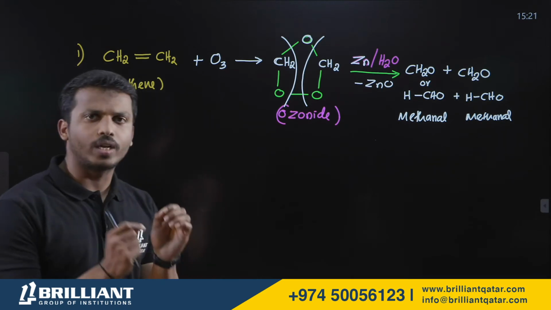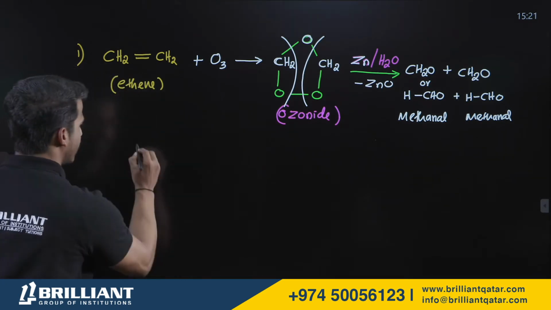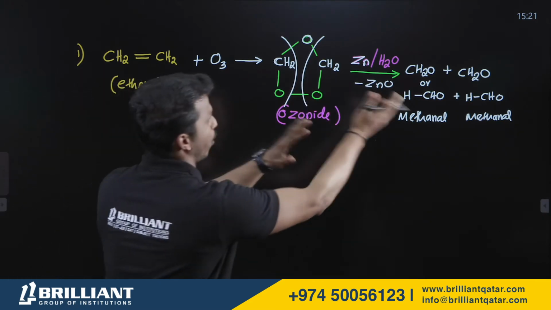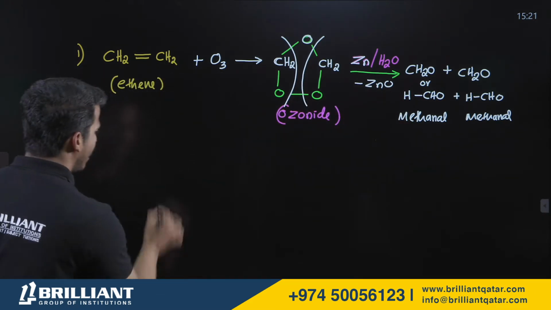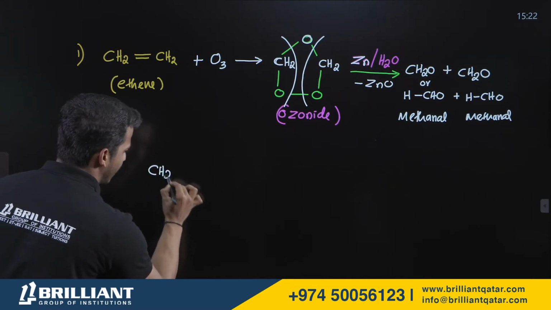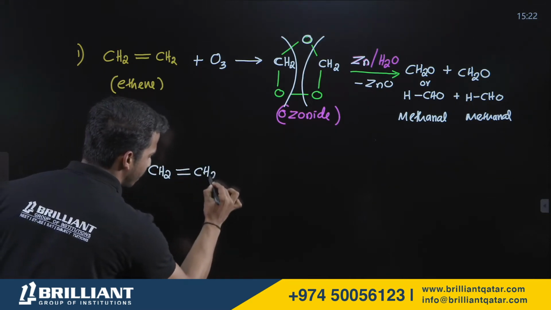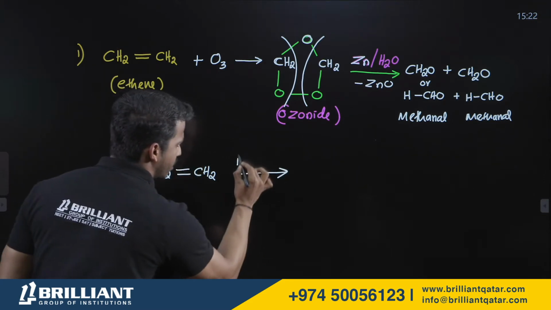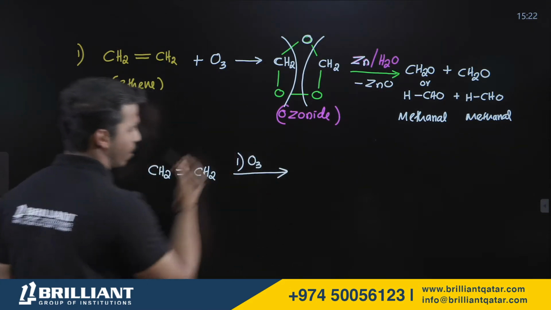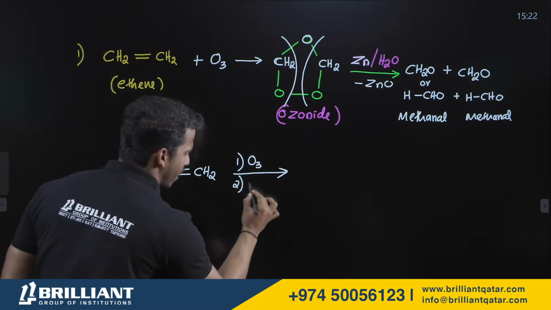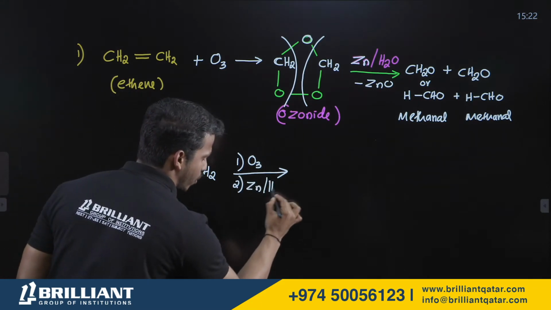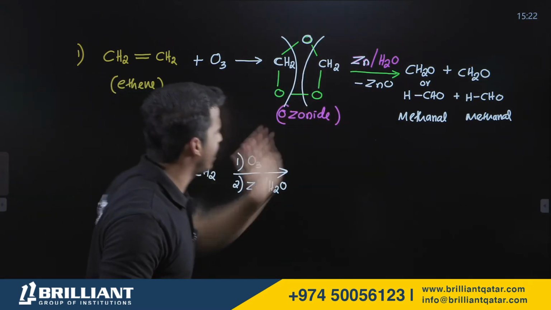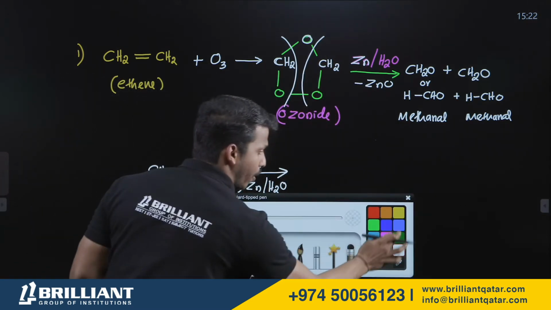Now I will show you the shortcut method, the simple way to write the product directly. Very simple. Take your alkene once again. That is ethene. What steps are you doing with the reagents, dear student? First step, you are adding ozone. Second step, you are adding zinc and water. So I'm going to write the final product directly.